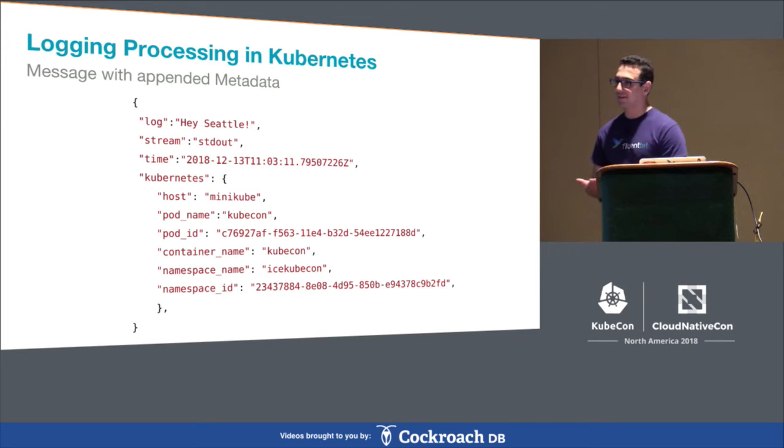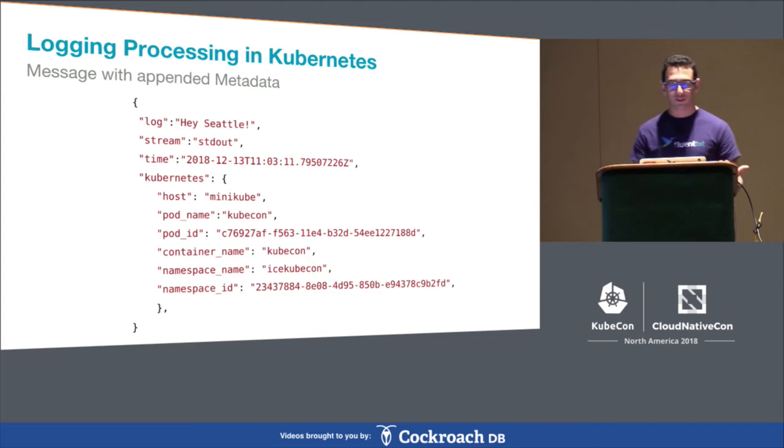So a simple message in the cloud native space gets a lot of additional context. Any kind of log processor that you're going to use, can be Fluentd, Fluent Bit, or whatever you're using, needs to be aware of how to enrich your logs with metadata. Otherwise, you're going to lose context.